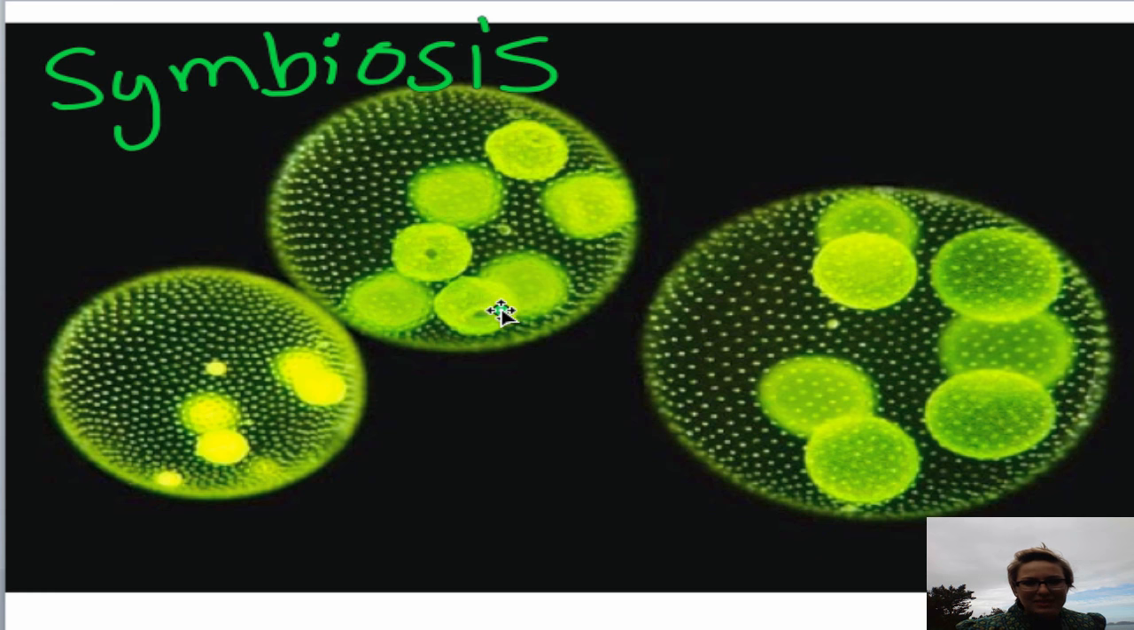Here we have these newly discovered tiny single-celled algae. These are the algae right here that are living within a bacteria cell. So this would be the big bacteria cell. This is newly discovered, so we're not really sure of the relationship, but this is symbiosis, two different species living together.